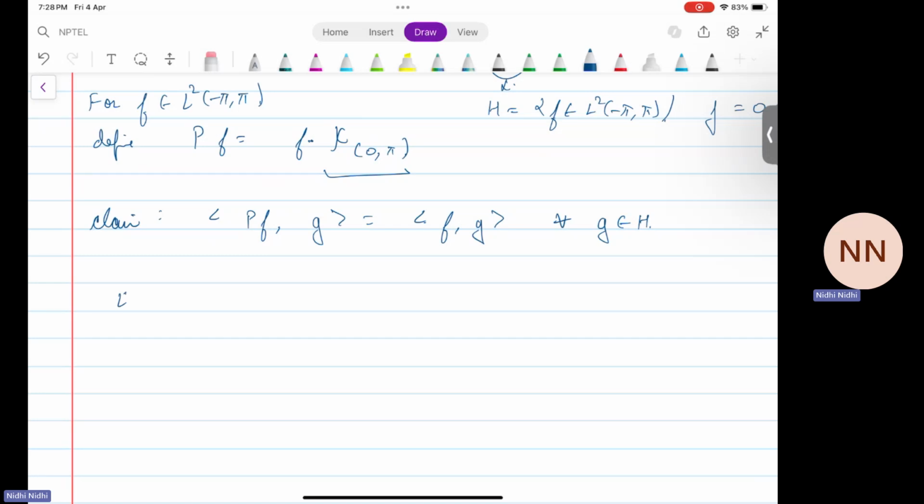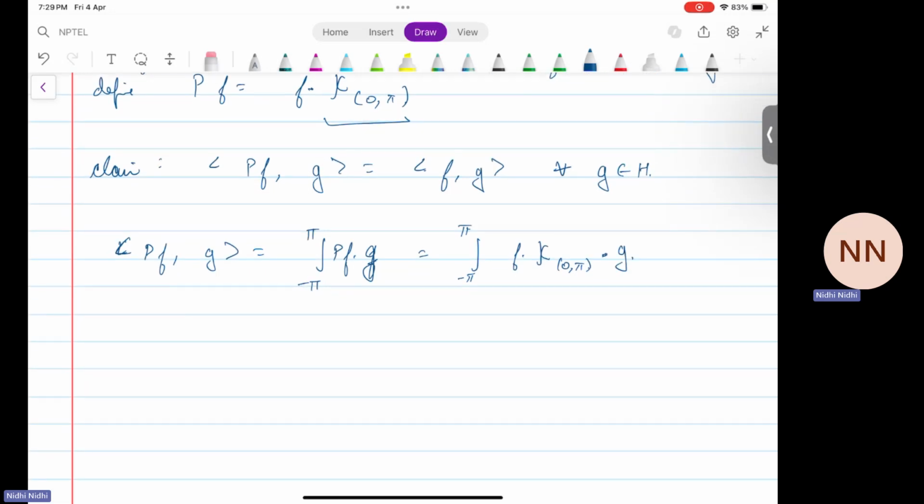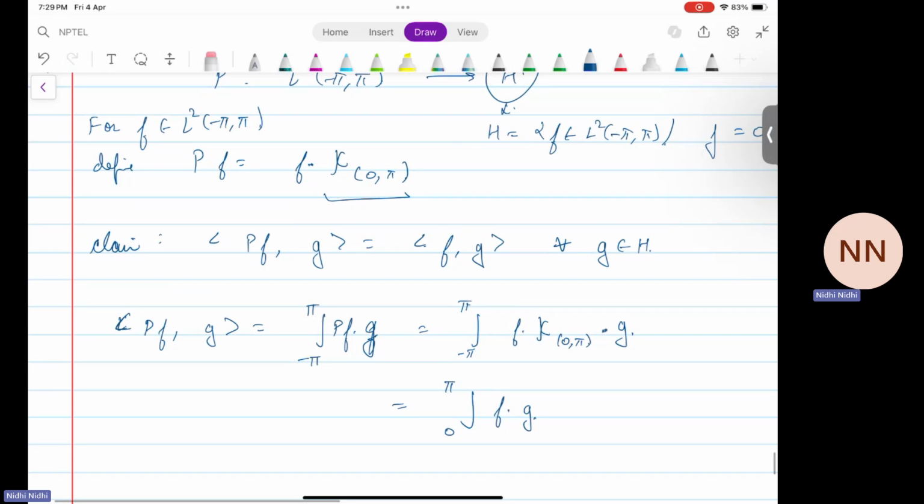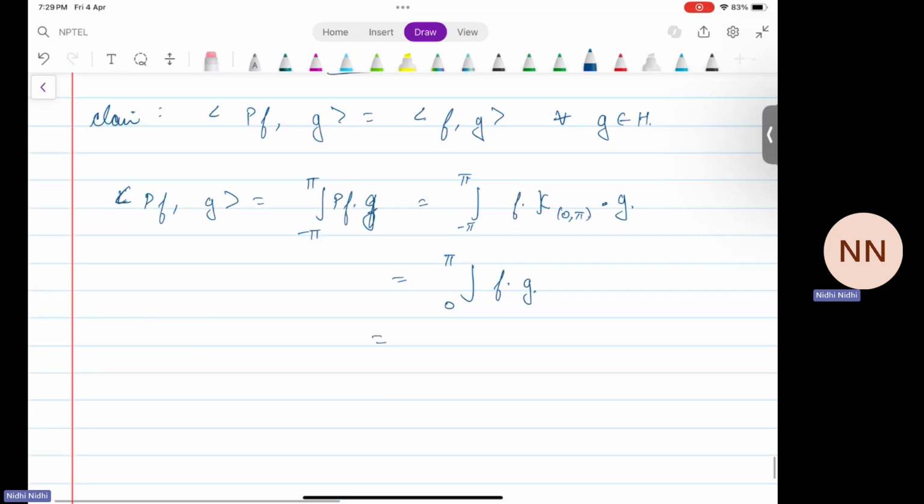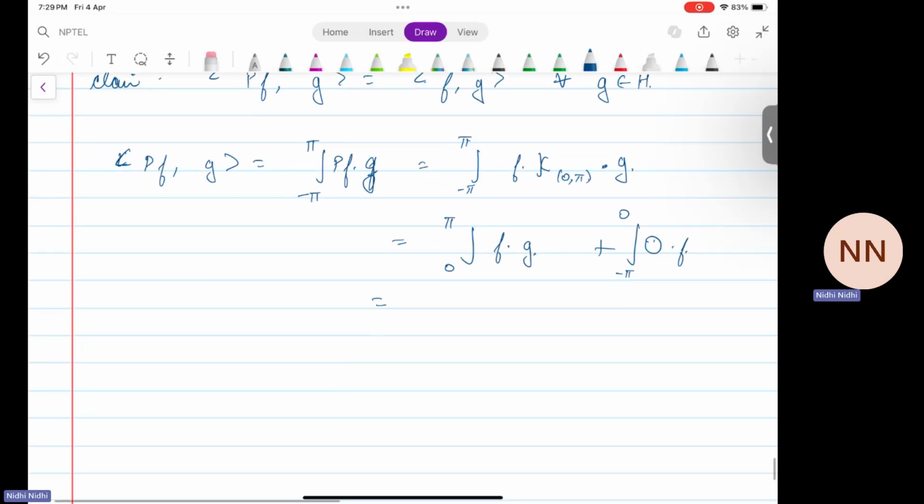Let's start with the LHS. The inner product of Pf with g is equal to the integral from minus pi to pi of Pf times g. Pf is f times the characteristic function on the interval 0 to pi, times g. So this function overall is 0 on the interval minus pi to 0, so I can reduce this integral to 0 to pi. In this interval, the characteristic function attains value 1, so this is just fg. Now since g belongs to the space H, it vanishes on the interval minus pi to 0, so I can add the integral over minus pi to 0, which is 0, of f times g. So this is just the integral from minus pi to pi of fg, which is the inner product of f and g.